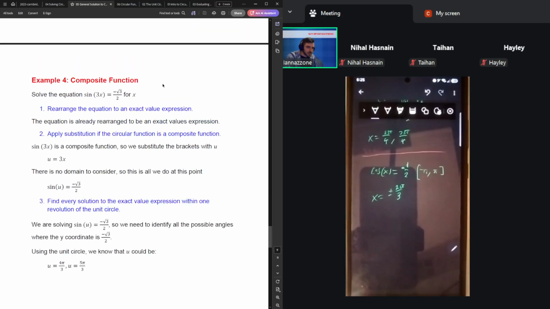The warning, so this is where probably most people are going to fail these kinds of questions, is when you have anything other than just x in here.